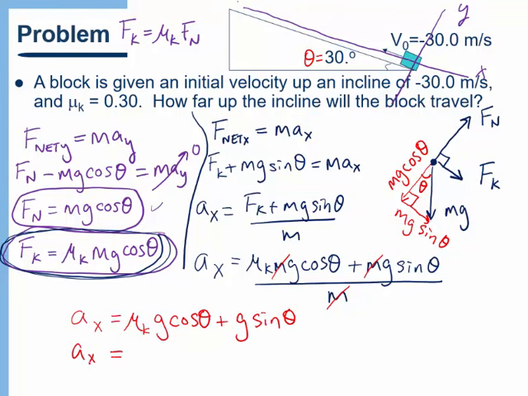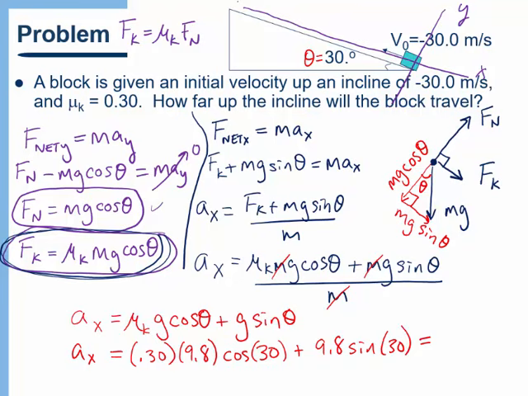Or the acceleration is equal to the coefficient, which is 0.3, times 9.8, times the cosine of 30, plus 9.8 times the sine of 30. When you calculate that, you should find the acceleration is 7.45 meters per second squared. Again, it makes sense to have a positive acceleration because we've got a negative velocity and the object is slowing down. So we know the velocity and the acceleration have to be in opposite directions.